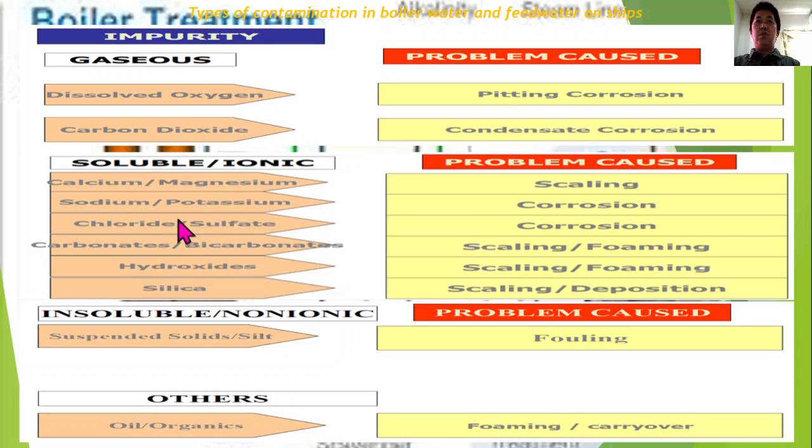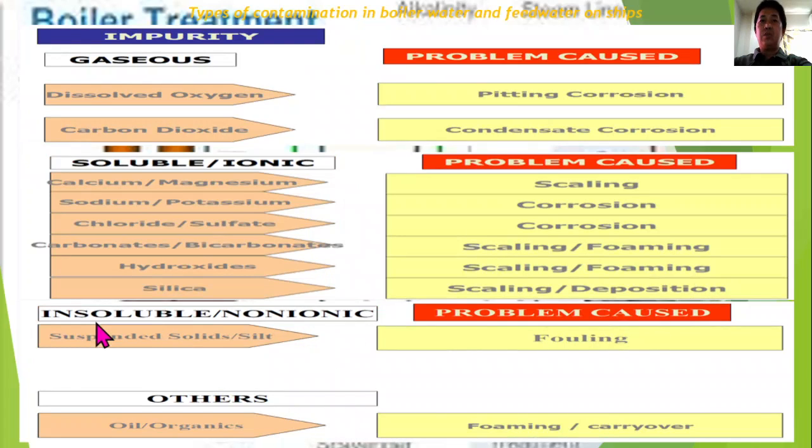We have also soluble ionic impurities. We have calcium, magnesium, sodium, potassium, chloride, sulfate, carbonate, bicarbonate, hydroxides, and silica. Calcium and magnesium can cause scaling. Sodium and potassium can cause corrosion. Chloride and sulfate can cause corrosion. Carbonates and bicarbonates can cause scaling and foaming. Hydroxides can cause scaling and foaming. Silica can cause scaling and deposits.